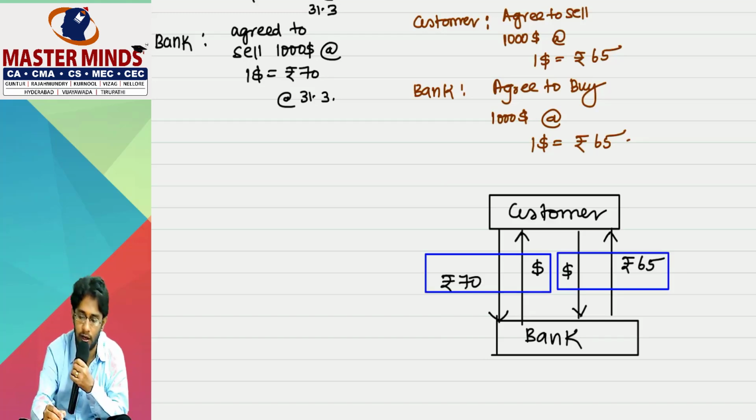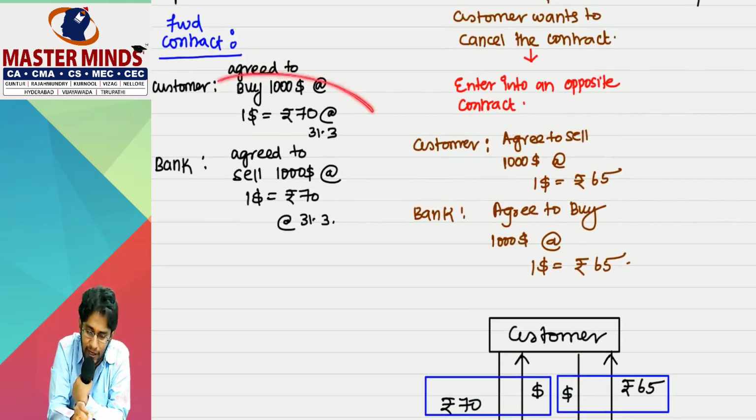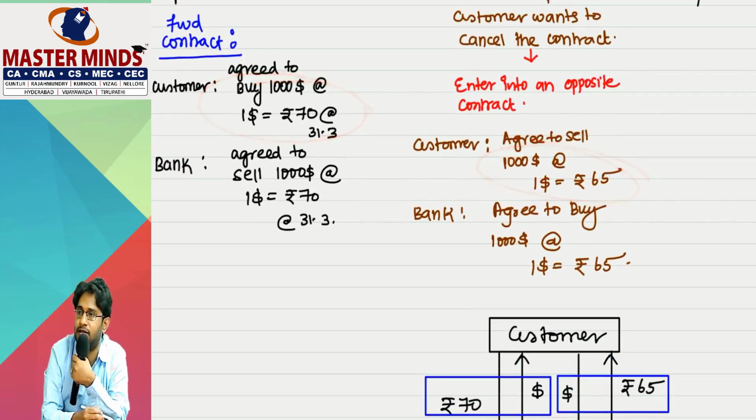So both are cancelled. But these are not the same. Therefore, there will be a cash exchange for the net amount of gain or loss. Tell me, sir, is the customer gaining or losing? Losing. How do you know that? Simple. He is buying at 70, selling at 65. Definitely the customer loses by 5 rupees and the banker also gains by 5 rupees.